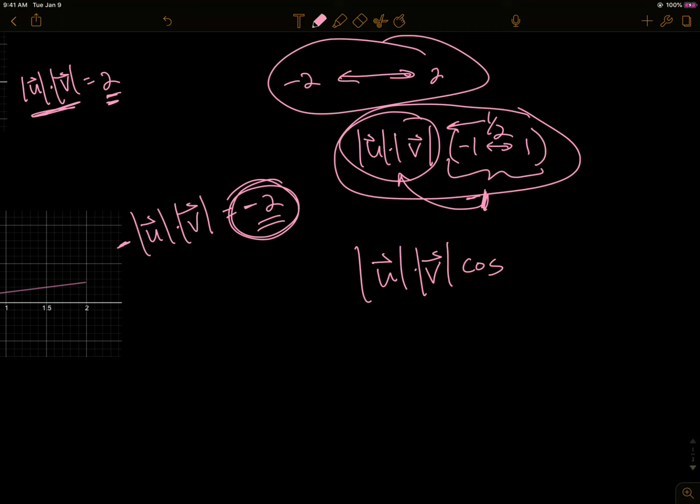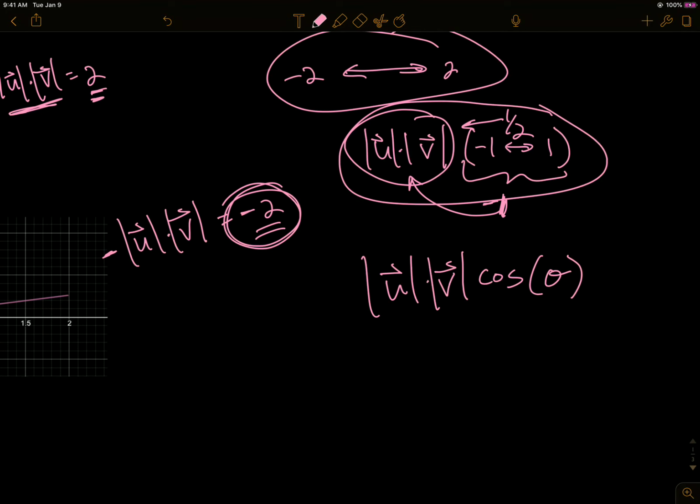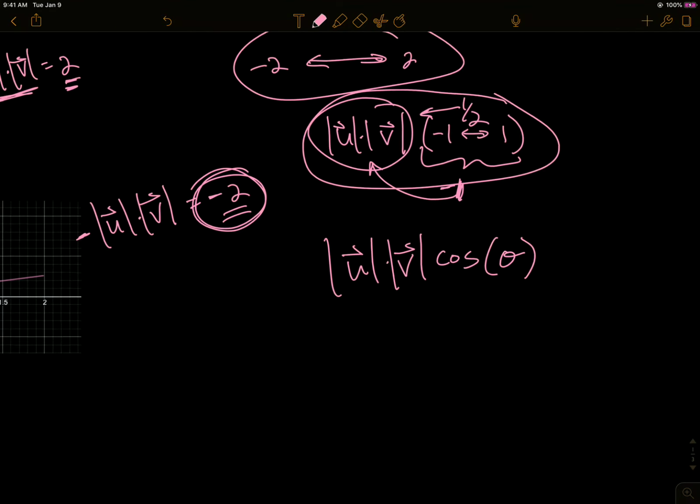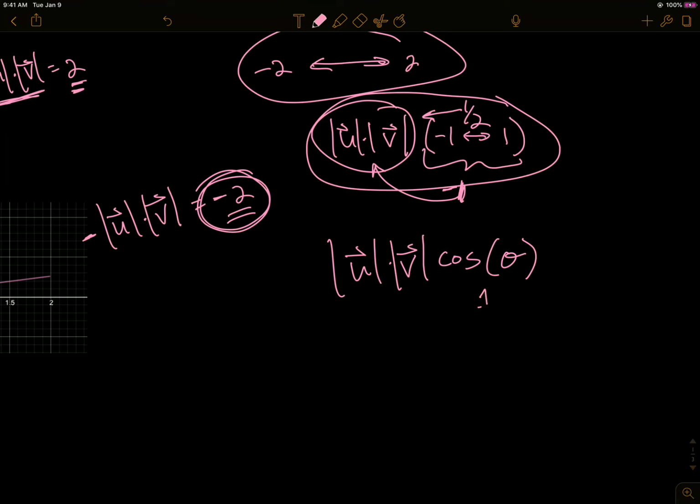It could be cosine of theta or sine of theta. There's a reason we choose cosine. We want the cosine of theta, when they face in the same direction, to be equal to positive 1. And when they're in opposite directions, we want the value of that to be negative 1.